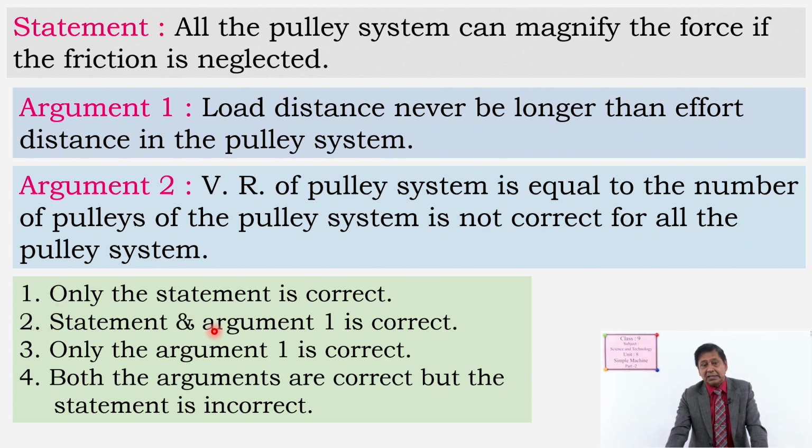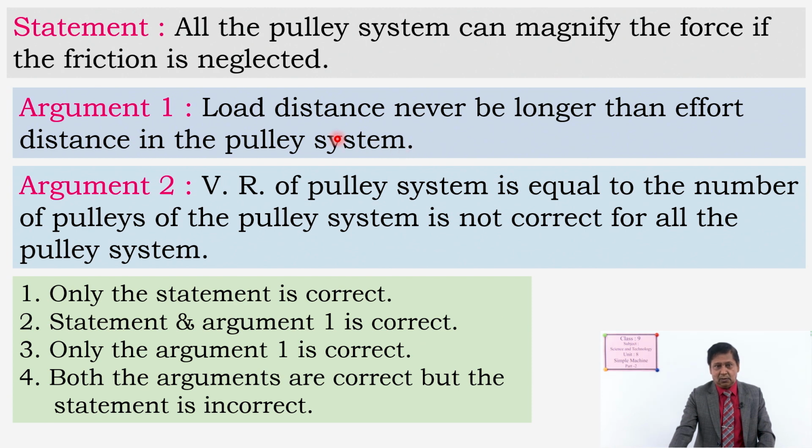Now number 2, statement and argument 1 are correct. If the statement is incorrect, then why should we go through the argument? This is not correct. That's why I'll drop this also. Now 3, only argument 1 is correct. Let's go through argument 1. Load distance can never be longer than effort distance in the pulley system.